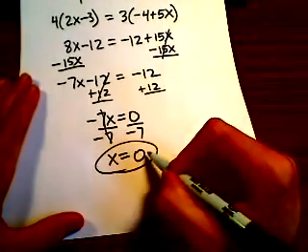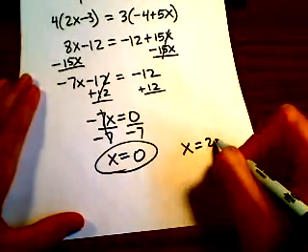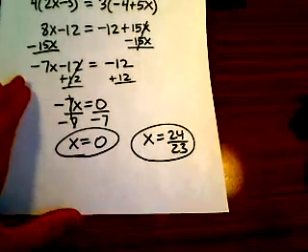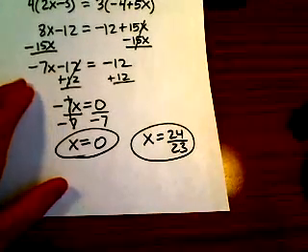So you have two solutions. This is from this one, and then the one that we found previously was x equals 24 over 23. So that's your second solution. Okay.